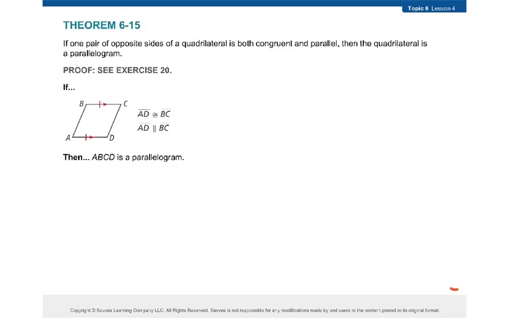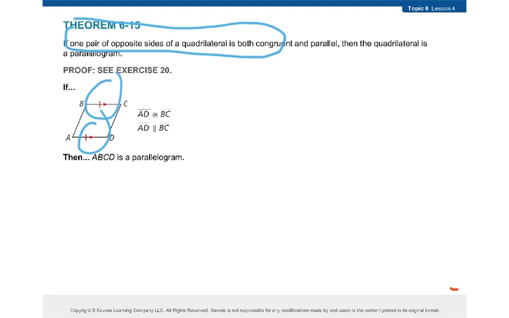Another theorem is: if one pair of opposite sides of a quadrilateral is both congruent and parallel, then the quadrilateral is a parallelogram. In this case, even if it's just one pair of opposite sides that is both congruent and parallel, then we can consider it a parallelogram. So even if just one pair, it can still be considered a parallelogram.